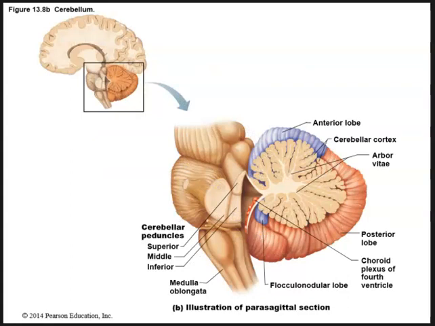So here's just an illustration of the parasagittal section of the cerebellum. We do have choroid plexuses or a choroid plexus in the fourth ventricle. Again, these structures responsible for making cerebrospinal fluid. And then we see this white matter making up the arbor vitae, and then the folds making up the folia. So we have an anterior lobe as well as a posterior lobe. And here, just a little bit anterior to the posterior lobe, is that flocculonodular lobe or that tiny lobe.